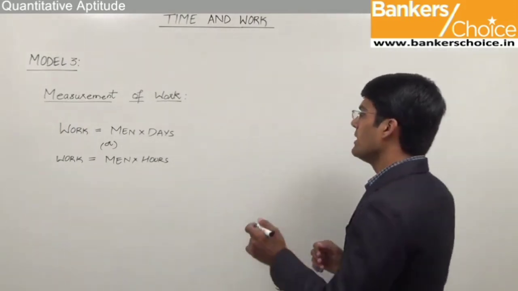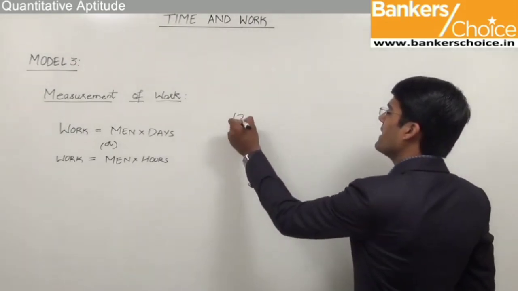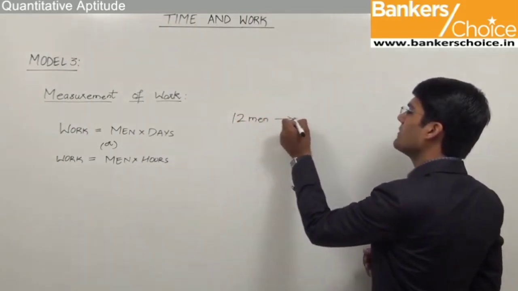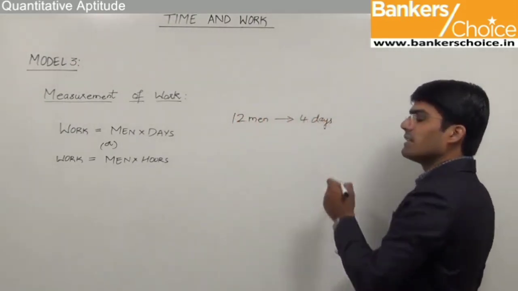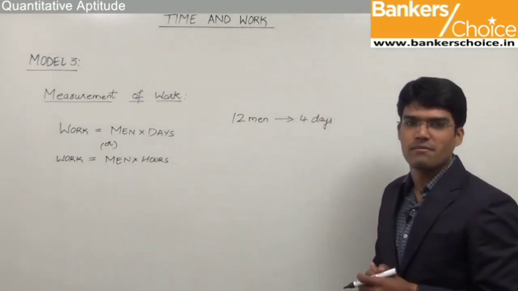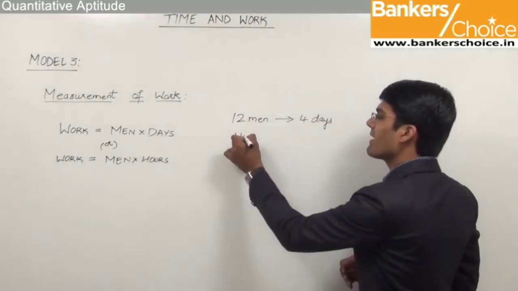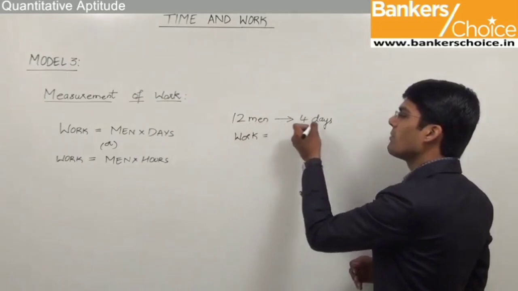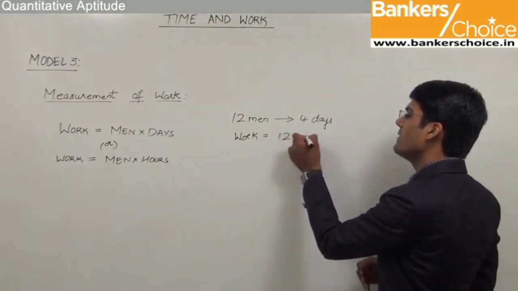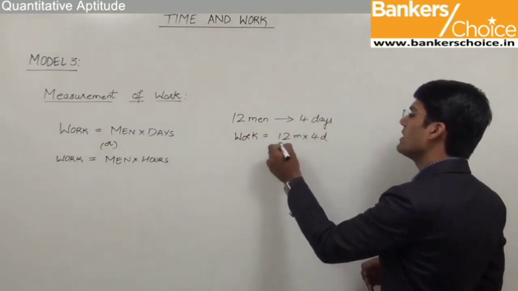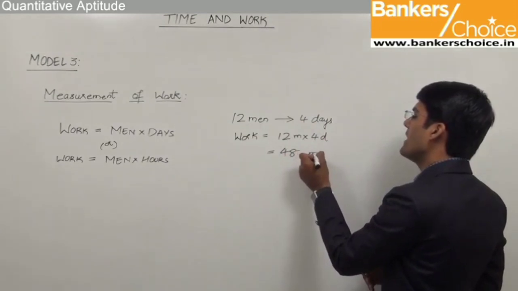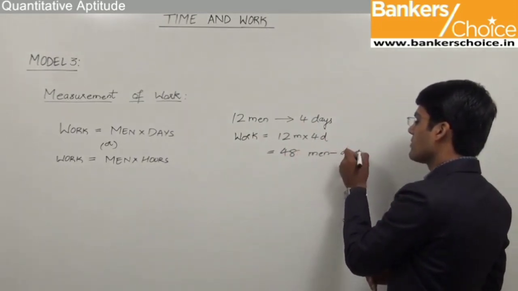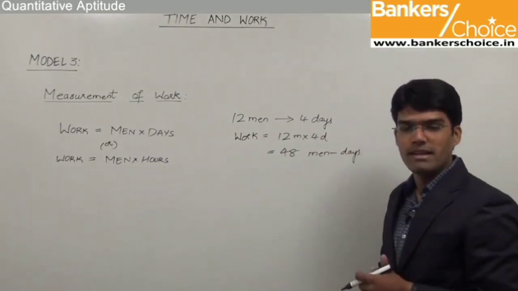For example, let us assume that 12 men can finish a piece of work in 4 days. So here the work which is done has not been specified, but we can measure the given work as number of men into number of days. So 12 men, they work for 4 days. So here the work done will be 48 men days. So the work can be taken as 48 men days.